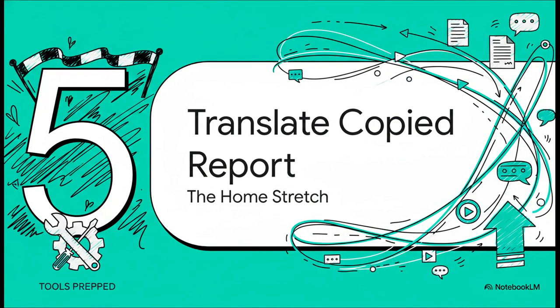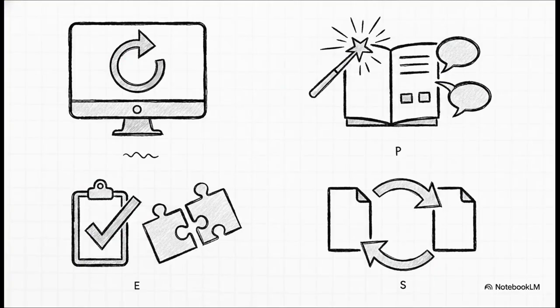And that brings us to the home stretch. Part 5, translating the copied report. Your tools are prepped, your AL project is ready to go. Let's actually make this translation happen. Now, when you use the XLFsync extension to create new target file, sometimes you might get a really weird error right out of the gate. So pro tip number 1, don't panic. Just use the VS Code command palette to run developer reload window and try it again. Honestly, it usually fixes it instantly.